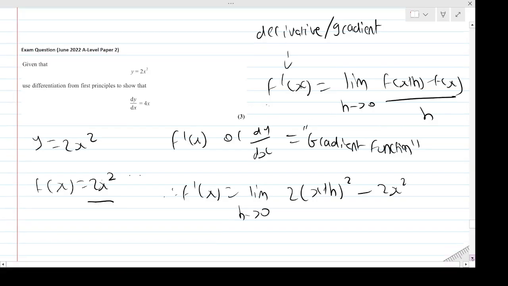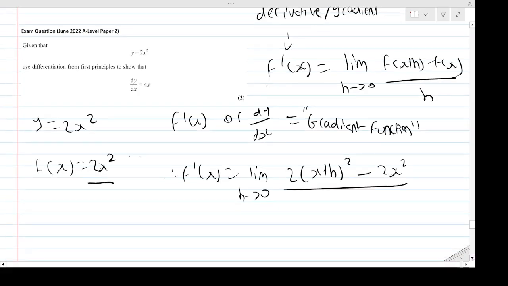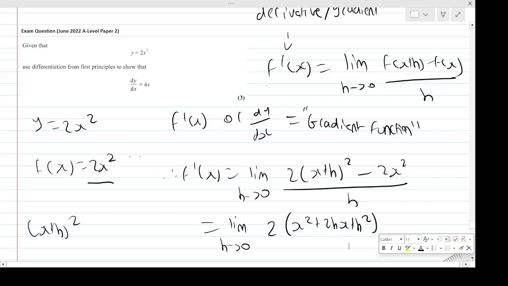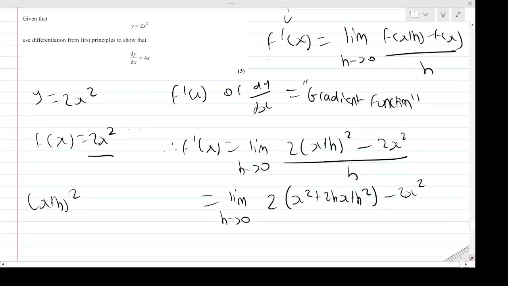All over h. Then I'm going to need to expand this bracket. So this x plus h squared, that's going to be 2 lots of, if I expand this, x squared, add 2hx, add h squared. Remember, you can expand it to the side somewhere. If you really want to do it step by step, if you're not comfortable, you can expand that bracket somewhere else, and then plug that back in here. But if we expand it, we get this result. Then we take away the 2x squared, all over h.